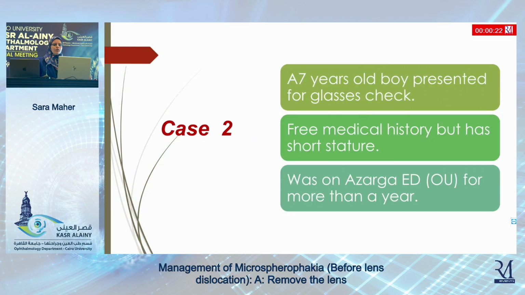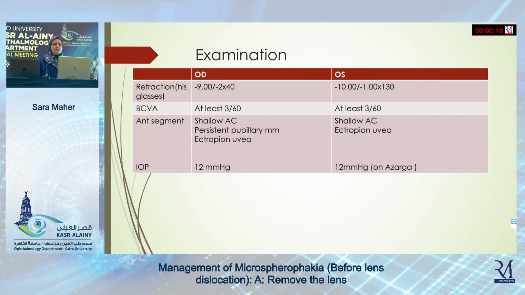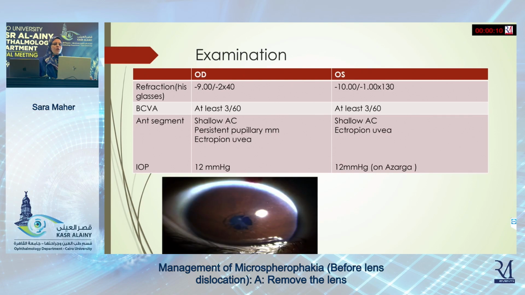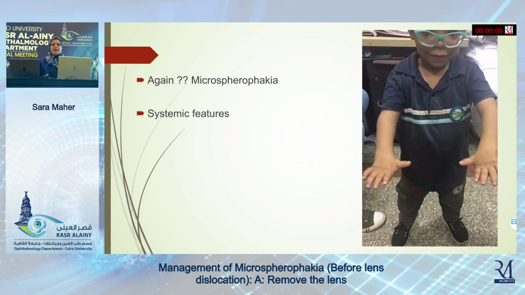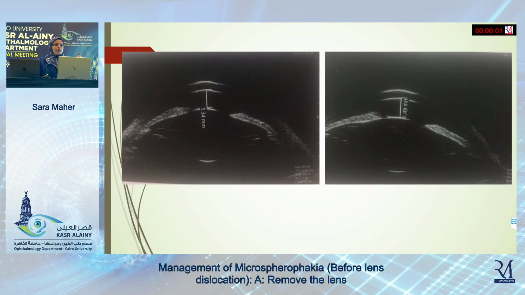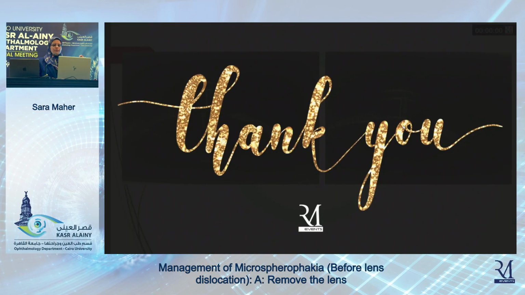Case number two is a 7-year-old boy presented for glasses check. He has a free medical history, but he has short stature and he was on Azarga for a year. By examination, again, he's a high myope. Vision was 3/60, he has a shallow anterior chamber, and a controlled intraocular pressure, but on Azarga. And this is the appearance of his anterior segment, a very shallow anterior chamber. Again, he has systemic features. He showed the features of Weill-Marchesani syndrome.